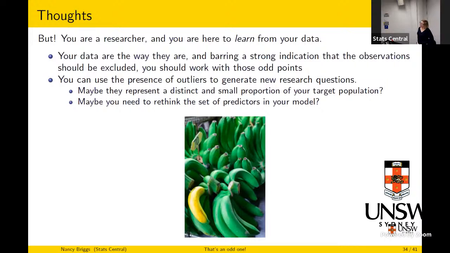But you are a researcher, and you are here to learn from your data, not impose your own thoughts on your data set. So just because you see a yellow banana does not mean you get to get rid of your yellow banana when everything else is green. You should learn from your yellow banana. Your data are the way that they are, and barring some strong indication that the observation should not be included, you should work with those data points rather than ignore them.